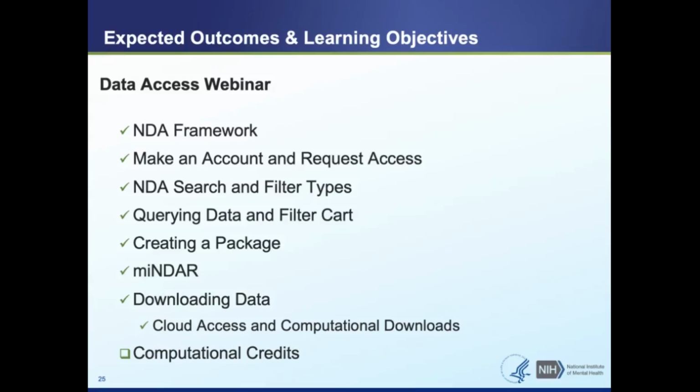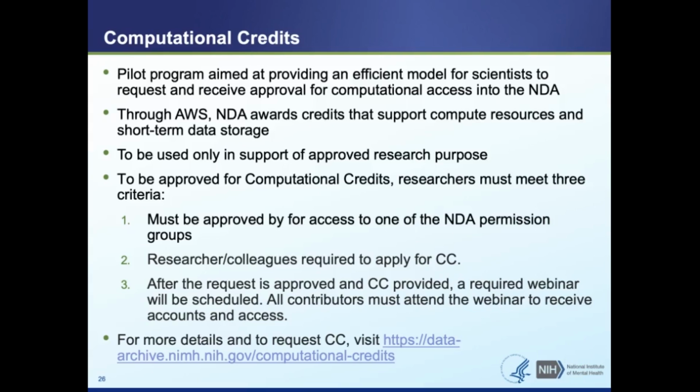So the last topic we're going to cover today is computational credits. The NDA has a computational credits pilot program which aims to provide an efficient model for scientists to request and receive approval for computational access into the NDA. Through Amazon Web Services, NDA awards credits that support compute resources and short-term data storage for specific research initiatives. The resources are provided through the NIMH Data Archive, a federal system, and are to be used only in support of the approved research purpose.